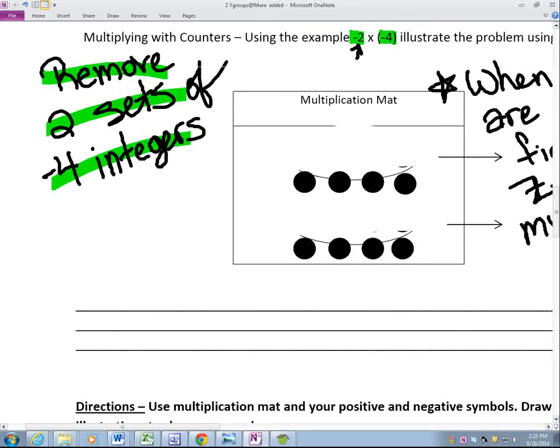So what is the answer to negative 2 times negative 4? What's sitting here, Jace? Negative 8. No, positive 8. Remember, black is positive, red is negative. Or in our situation, black is positive, white is negative.